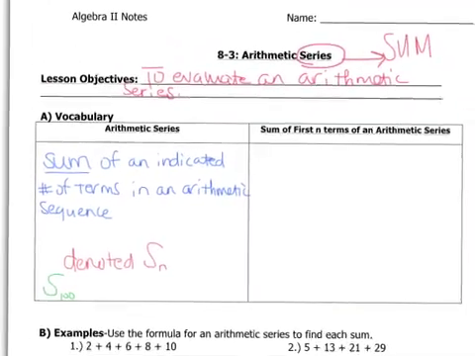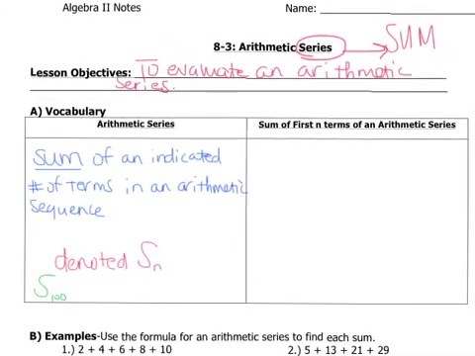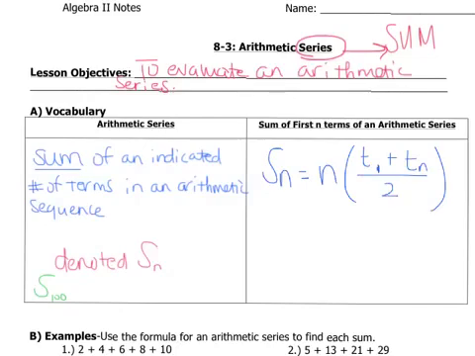There is a formula for this. Lucky you, you don't actually have to list out and add up 100 numbers. There is a formula. S sub n equals n times t sub 1 plus t sub n all over 2. And we'll talk about what all these different parts mean. I'll give you a second to jot that down.